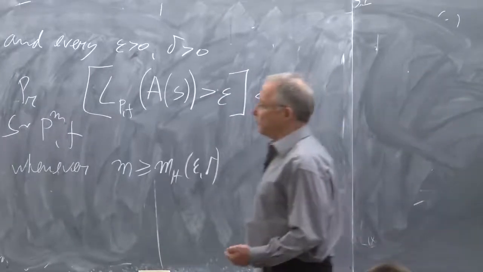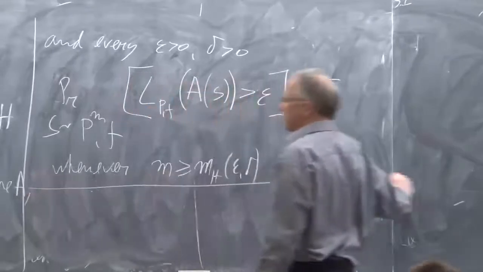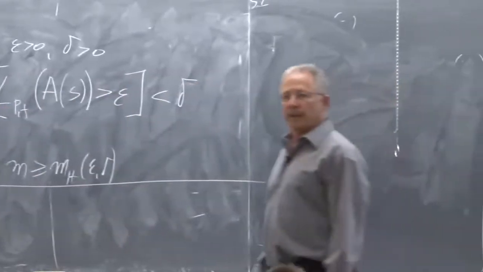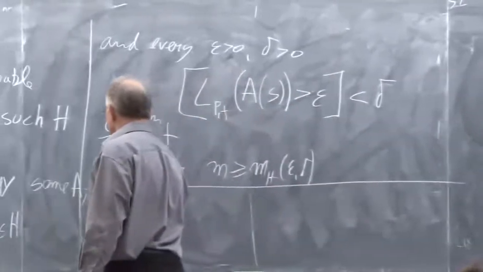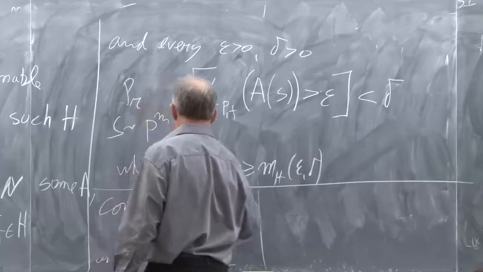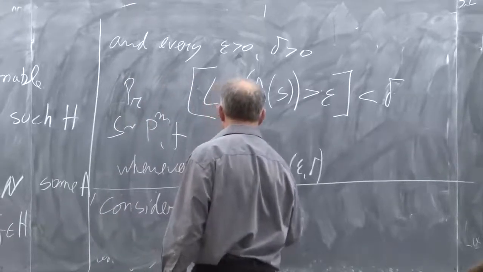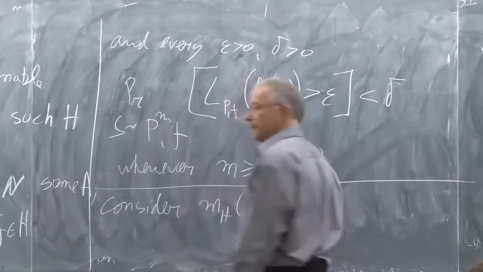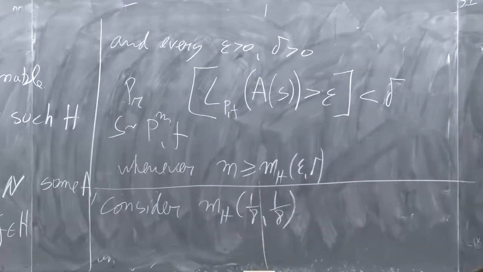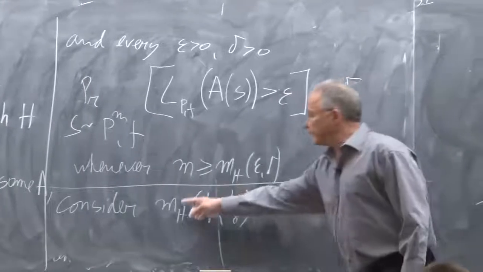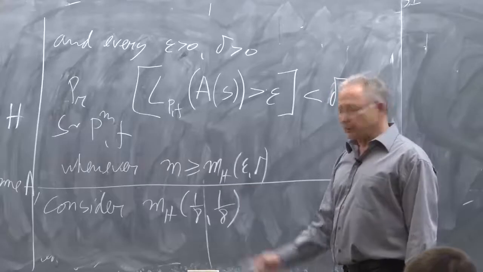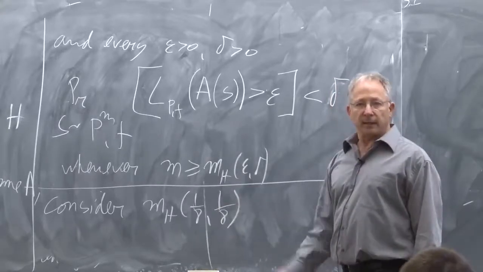So now we want to go towards a contradiction. We know that our class has infinite VC dimension. So if it has infinite VC dimension, consider MH of 1 over 8, 1 over 8. Since I assume by way of contradiction that the class is learnable, I have my function MH. If I have my function MH, I can substitute 1 over 8, 1 over 8, and get some number. If it's learnable, it's some finite number.